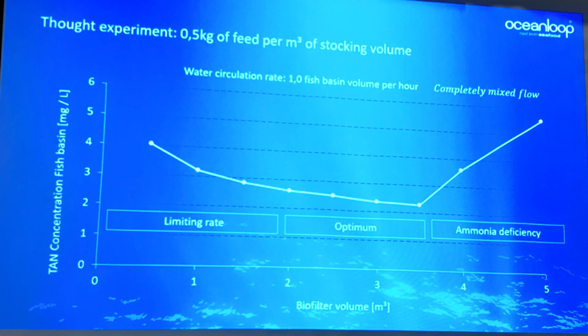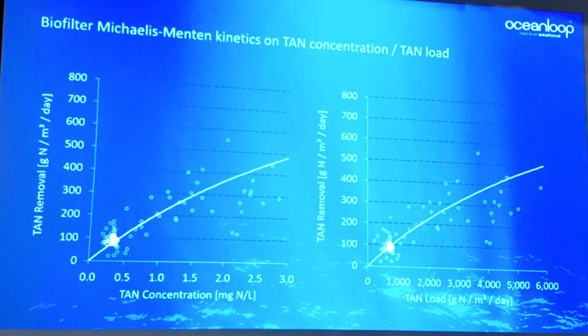It's also interesting in the same mind experiment with a circulation rate of 1 time per hour. You see that the biofilter can be too small, so we have a limitation in the oxidation process, but it can also be too big. When the biofilter is too big, we have a really long retention time of the water, and the ammonia is oxidized to almost 0. And when it's at 0, you see in the next slide, of course, if the ammonia concentration is 0, there's nothing to oxidize. So the removal rate is almost 0 as well.